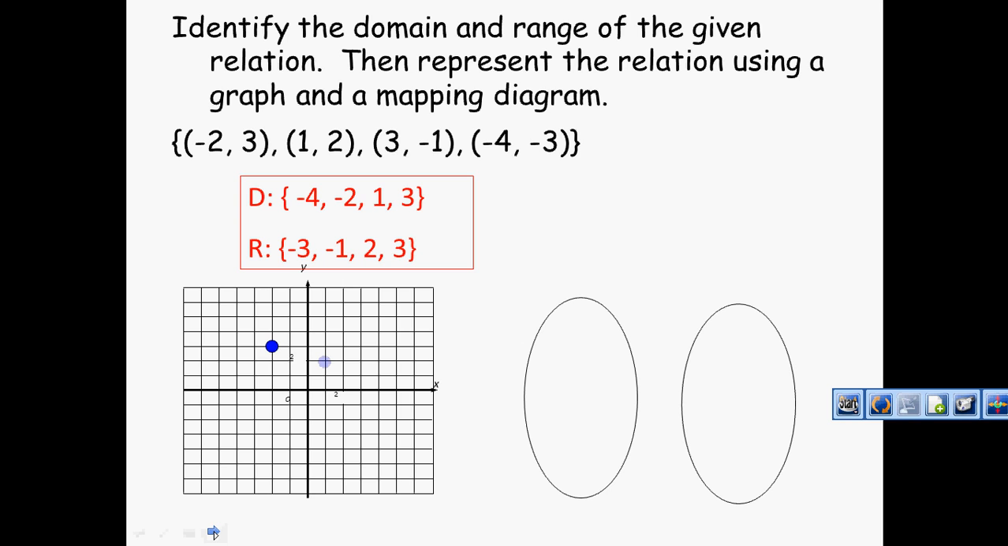So then I'm going to actually graph those points. And then I'm going to do my mapping. In my first one, I'm going to put my x values, or my domain. And then in my next one, I'm going to put my range. And then I'm going to connect each one with the correct one that they go with. Any questions over that?